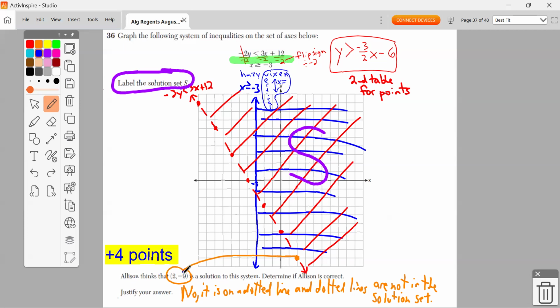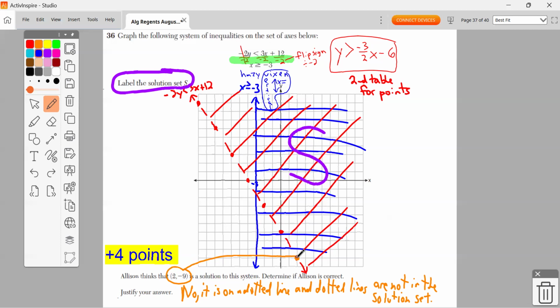Allison thinks that (2, -9) is a solution. Well, this is the point (2, -9): over to 2, down to -9. Is that point a solution to the system? No, it is not. It's in the shaded area for the vertical line, but it's on the dotted line of the slanted line there, and because it's on the dotted line, it is not included in the solution set.